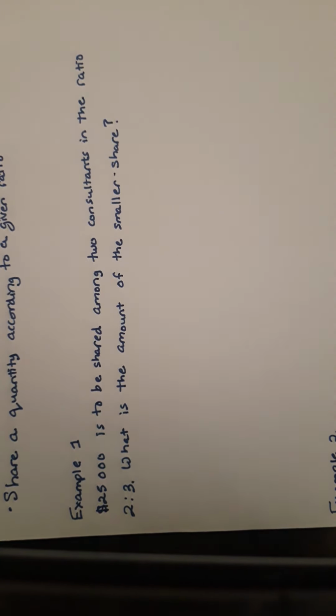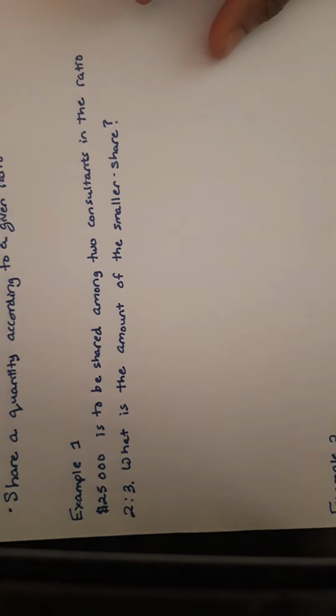$25,000 is to be shared among two consultants in the ratio 2 to 3. What is the amount of the smaller share? So ordinarily, if we were told that $25,000 is to be shared amongst two people, we'd normally just split it down the middle or divide it by two, and one person will get 12,500 while the other person also gets 12,500. However, sometimes in life we don't split things equally, we don't share things equally. Sometimes we share things unequally according to a given ratio.